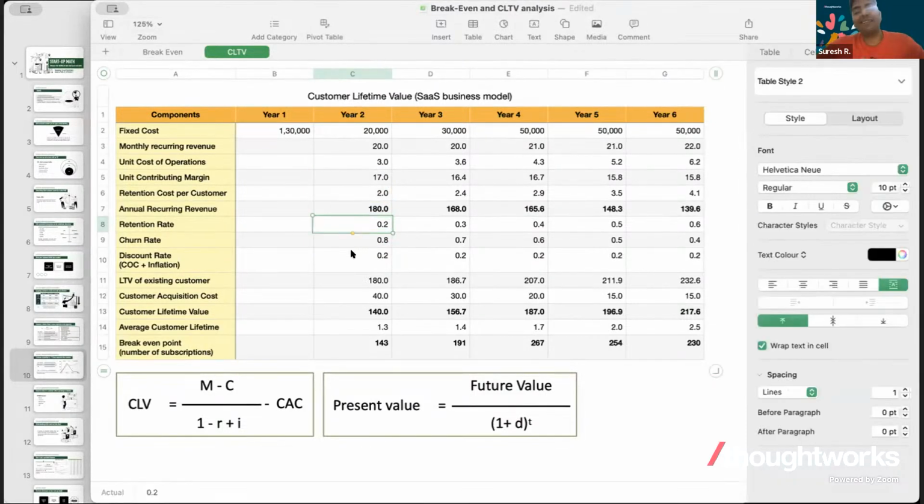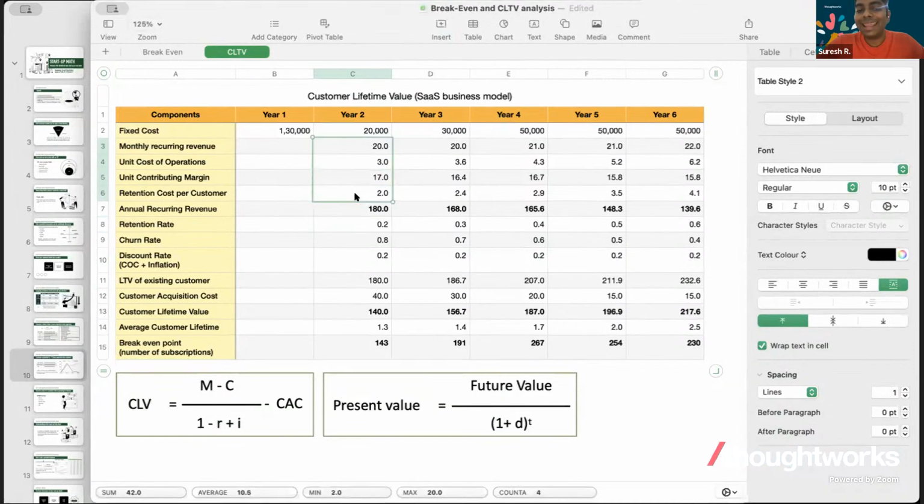Now my retention rate comes into the picture. I'm saying that for the first year of operation, which is year 2, I'm going to have only 20% of my customers retained by the end of the year. So 80% of the customers are not going to continue with the subscription. They're just going to walk out. So I've put 20% as my retention rate.